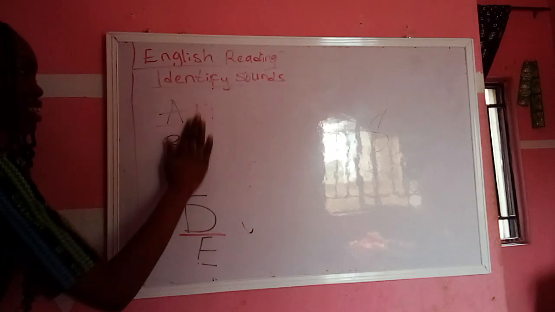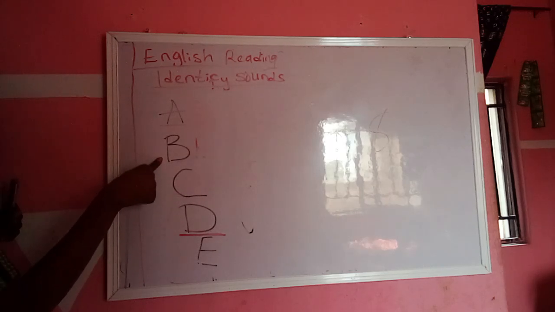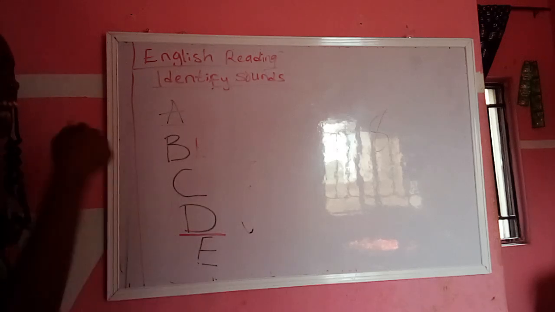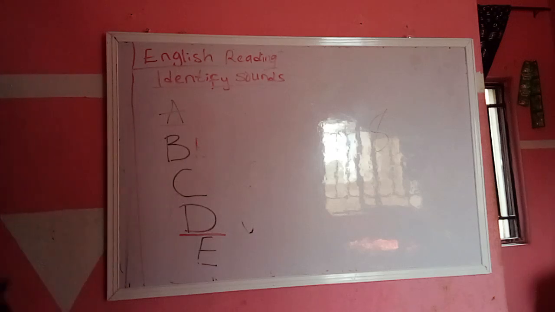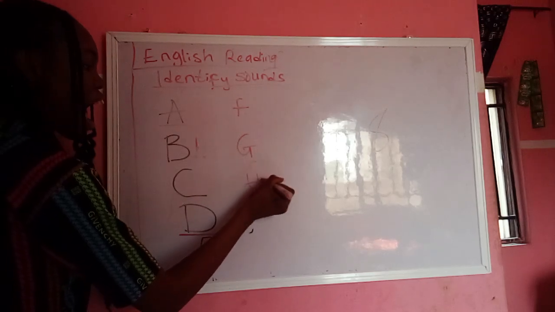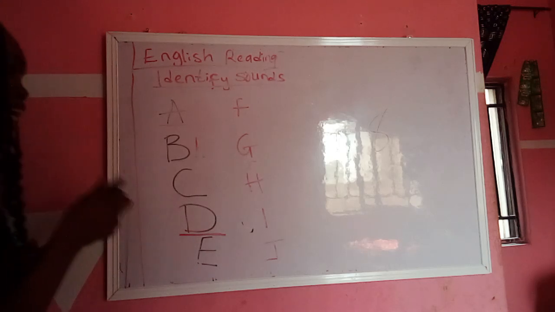So remember that this is letter A pronounced as A, letter B pronounced as B, letter C pronounced as K, letter D pronounced as D, letter E pronounced as A, depending on the word. Hope you understand. So today we have learned how to pronounce the first 5 letters of the alphabet. Tomorrow we are going to start from letter F, letter G, letter H, letter I, and letter J. So we are going to learn how to pronounce these ones tomorrow.